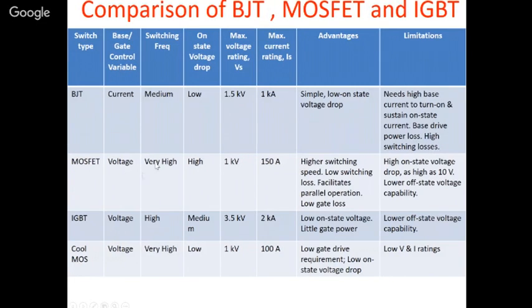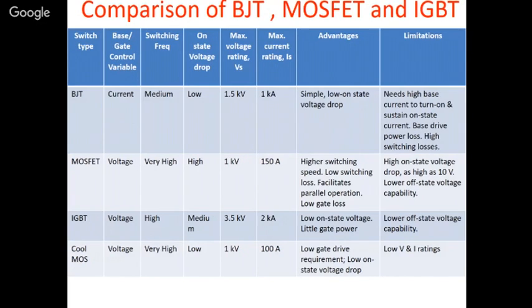And coming to the MOSFET, high switching frequency is there. It is a voltage control device, and the on-state voltage drop is high, and its rating is 1 kilovolt and 150 amps. For higher switching speed, like high switching frequency applications, you can go for it. In BJT it is a low on-state voltage drop, but here it is high. When the device is on, there is a large voltage drop across it, so that is a loss there. That is the disadvantage of the MOSFET.